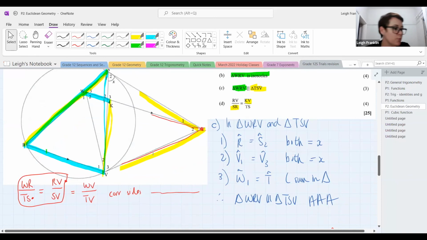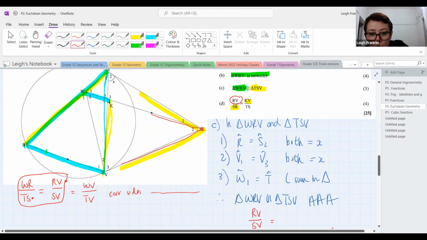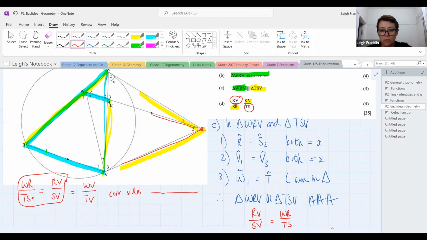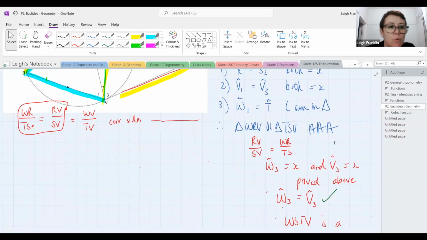So from proving that the two triangles were similar to one another, we can conclude that RV, now we know we want RV because we've got RV over there, so RV over SV is going to be equal to WR over TS, because we want TS here as well. That comes from corresponding sides in proportion.